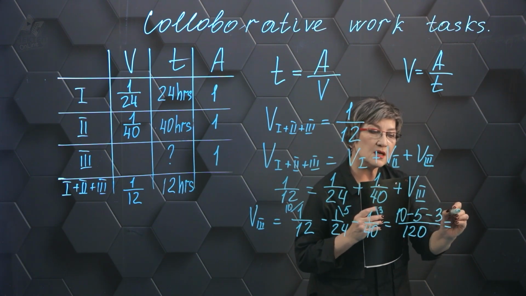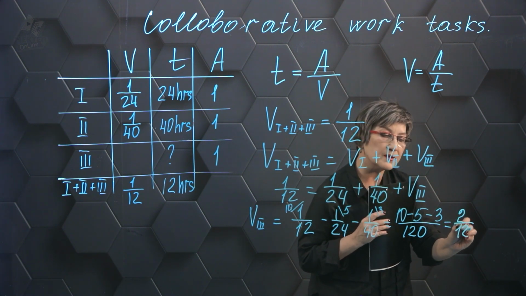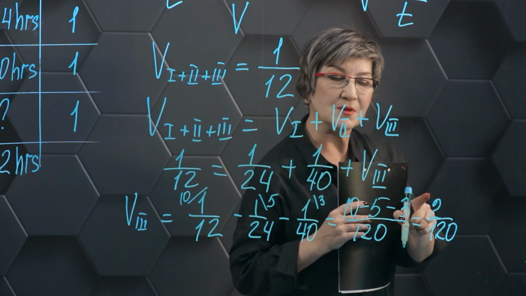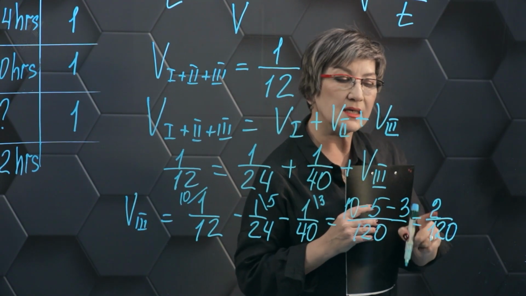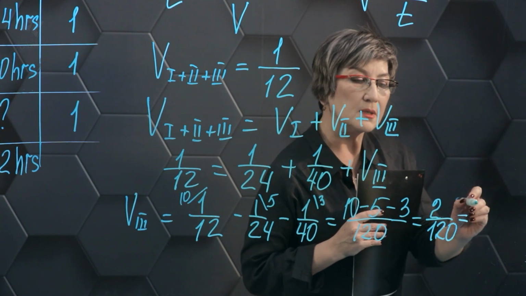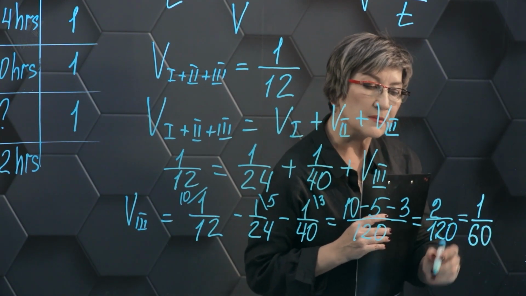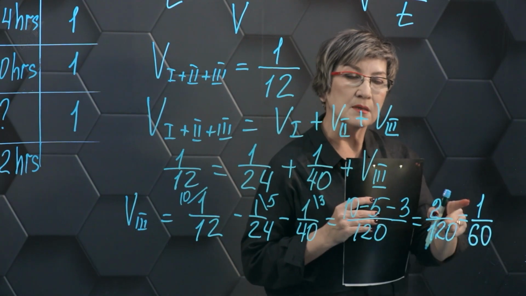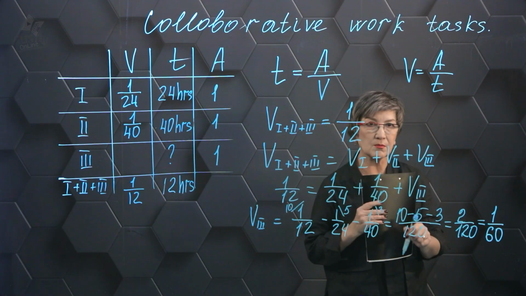The productivity of the third worker is 2 divided by 120. Let's reduce this fraction. Let's divide the numerator by 2 and the denominator by 2. Let's get a fraction 1/60. And now we have found the productivity of the third worker.